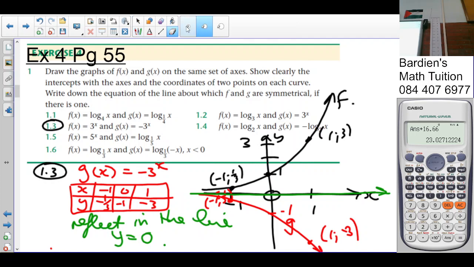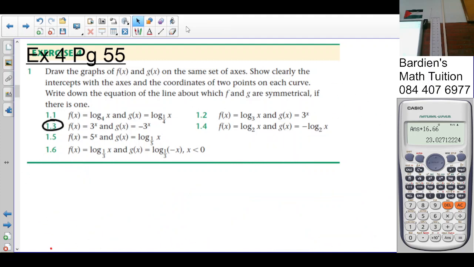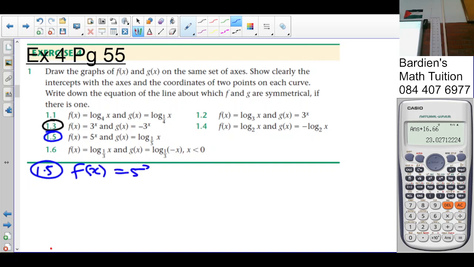Any issues here? No? 1.5. So we got f of x equals 5 to the x. So what do I do here? This is what I'm familiar with, not so. So this would simply be, the values here is x and y, minus 1, 0 and 1. So that's a fifth, 1 and 5.